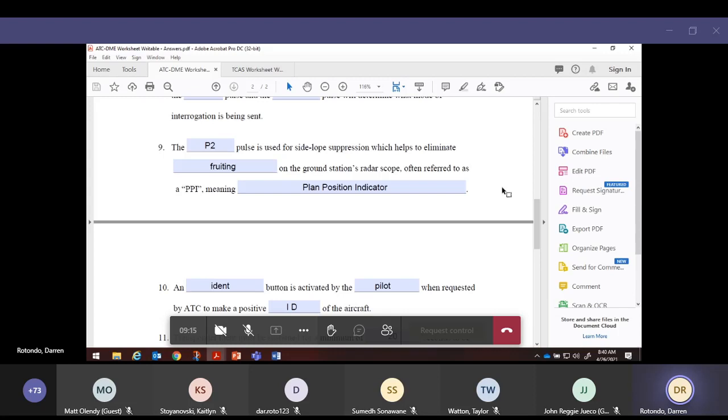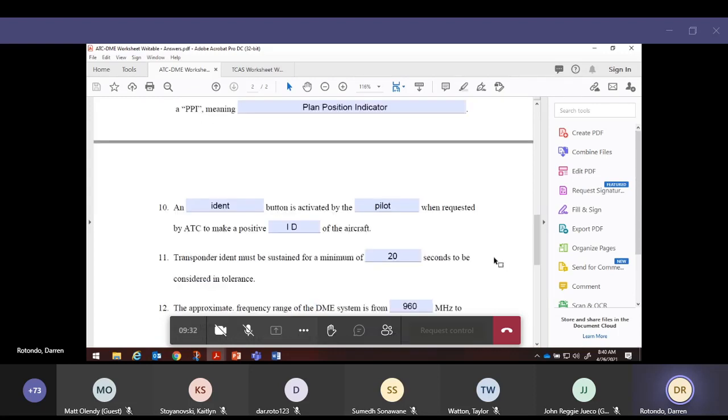Question 10, an ident button is activated by the pilot when requested by air traffic control to make a positive ID of your aircraft. Okay, so the term would be squawk ident. You'd squawk a number and then hit the ident button. Question 11, that ident has to be sustained for a minimum of 20 seconds to be considered in tolerance. So the avionics guys usually set it to somewhere between 20 and 25 seconds. And that really is your 15th pulse. When you send back your information, you can send a maximum of 15 pulses. It's actually the 15th pulse called SPIP, the Special Purpose Identification Pulse. So when you hit the ident button, you're sending the 15th pulse on the pulse string on 1090 megahertz back to air traffic control.